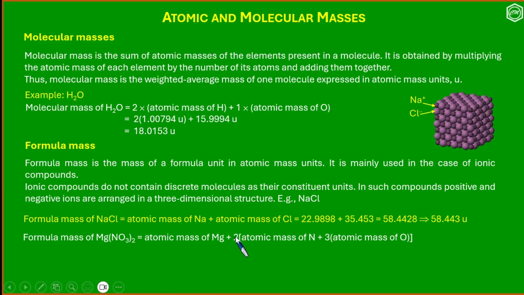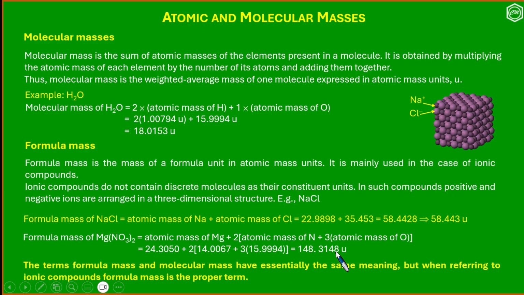Formula mass of magnesium nitrate will be atomic mass of magnesium plus, there are 2 times NO3, so 2 into atomic mass of nitrogen plus 3 into atomic mass of oxygen, that is 24.30550 plus 2 into 14.0067 plus 3 into 15.9994. So the formula mass of magnesium nitrate is 140.3148 U. The terms formula mass and molecular mass have essentially the same meaning, but when referring to ionic compounds, formula mass is the proper term.